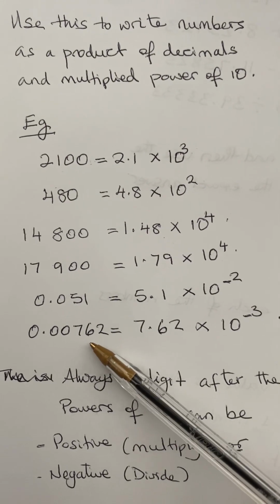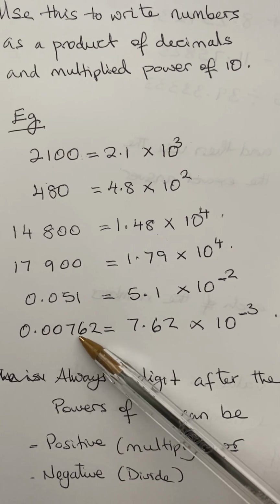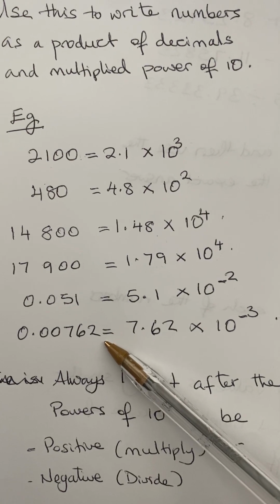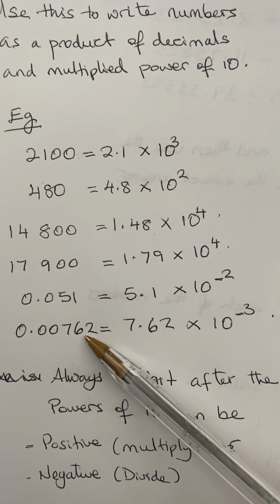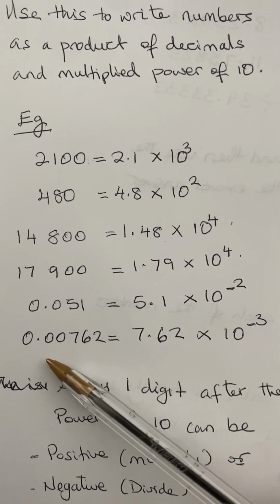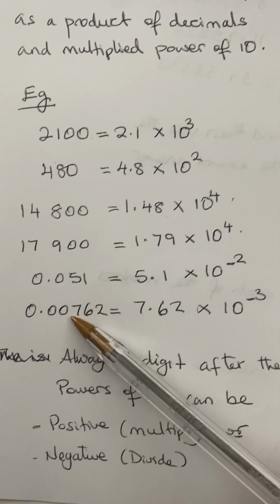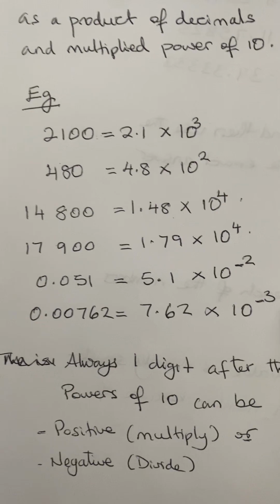The next example, 0.0762. So the decimal should be between 7 and 6. So 7.62 times 10 to the power minus 3, because 1, 2, 3.